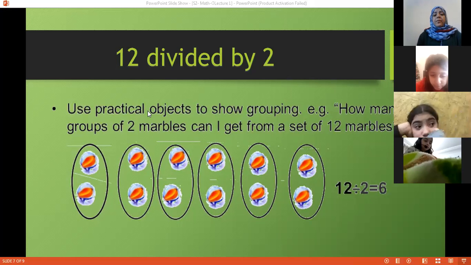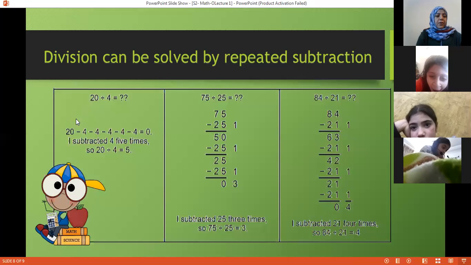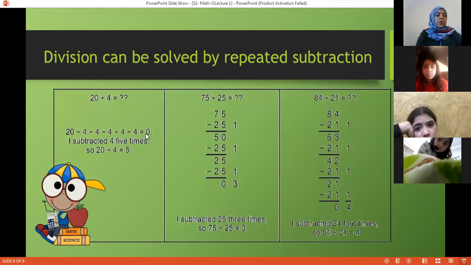So, is the marbles example clear? This is one example of where we can use division. Okay? So starting from now on, how are we going to solve when I ask you to do 20 divided by 4? You start subtracting 20 minus 4 minus 4 until you reach 0 and you tell me how many.